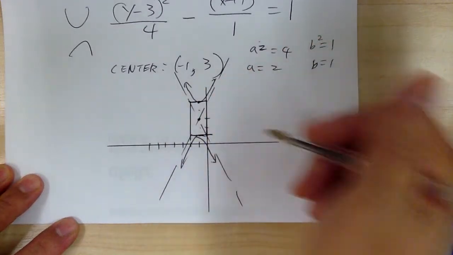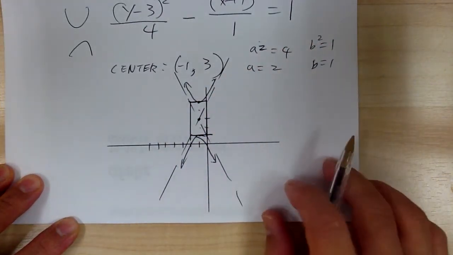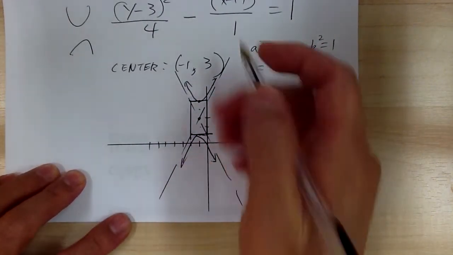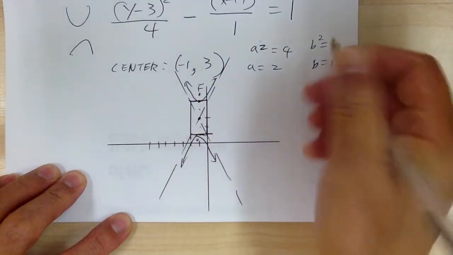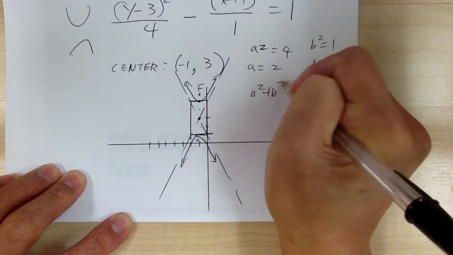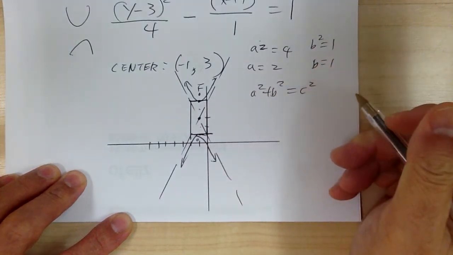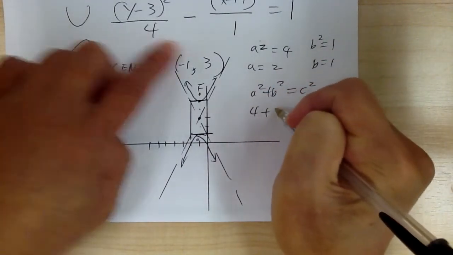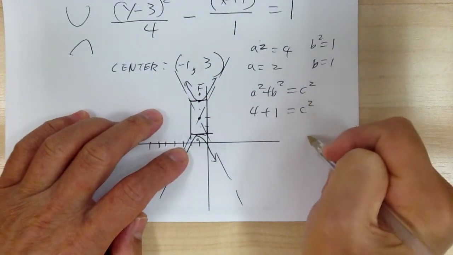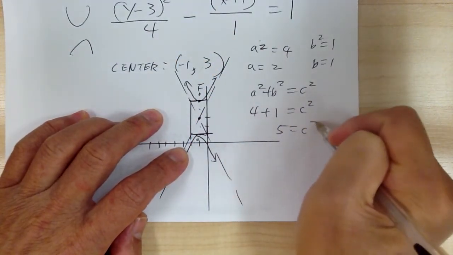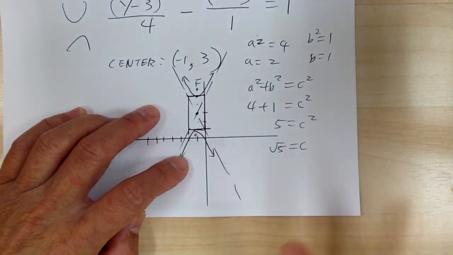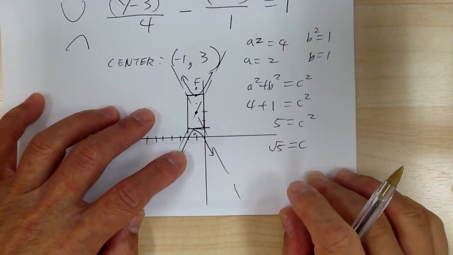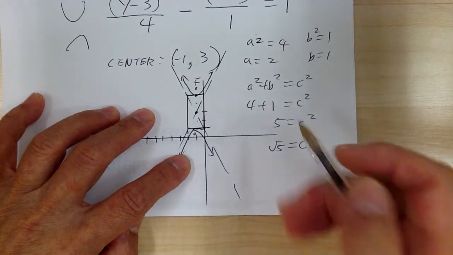But they ask you to find the foci. You don't have to graph if you don't want to, but graph it out, it helps you visualize. To find the focus up there and the focus down here, you use A squared plus B squared equal to C squared. So you get 4 plus 1 equal to C squared, so 5 equal to C squared. So C equal to square root of 5, which is about 2.2 or something like that.